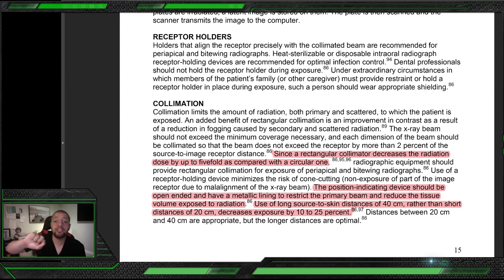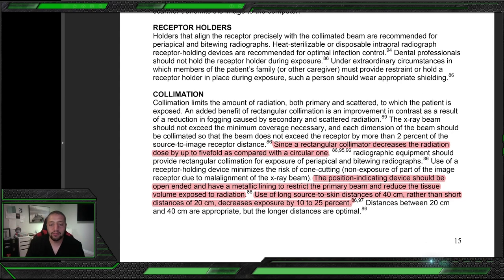Rectangular is much better than circular. And the distance is important. When you increase the distance to 40 instead of 20, it is good. And again, the PID is extremely important. Think about it. The PID is restricting the X-ray and making sure you are hitting the X-ray exactly at the sensor inside the patient's mouth.